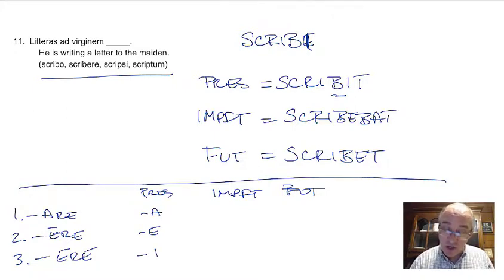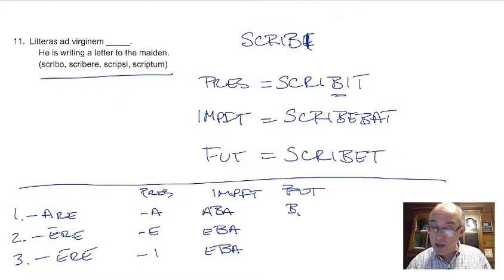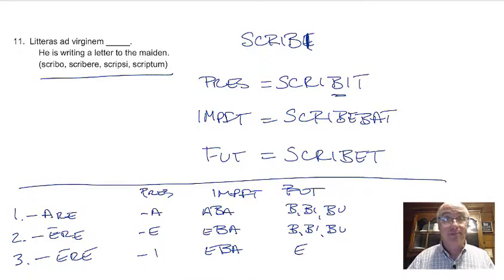And that's what we have here. The scribit is a present tense. Let's do the imperfect. BA all the way across, BA, BA. If you want to get technical, it's ABA, EBA, EBA. The future tense, B, BI, BU, but the future tense here is an E. I would argue the present tense is fairly regular. Okay, A, E, I, we get it. We can deal with that. The imperfect tense, BA, is all the way through. The future tense is just inexplicable.